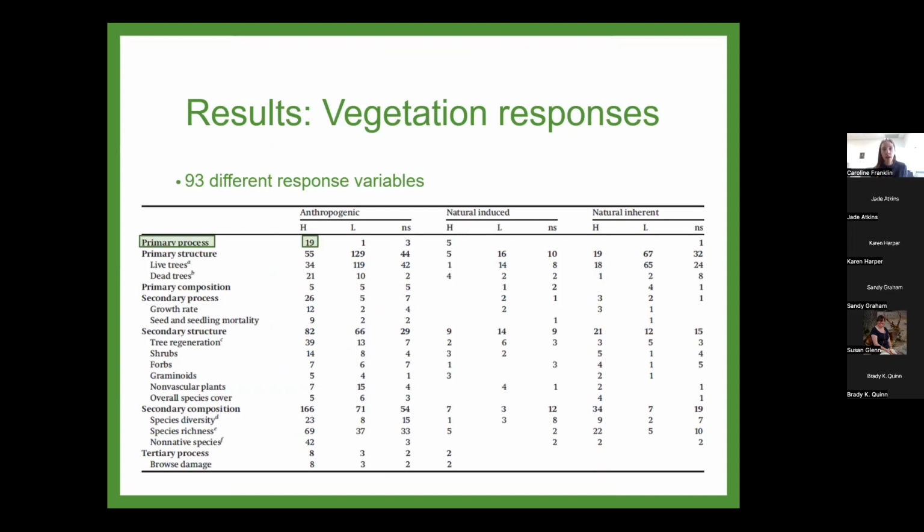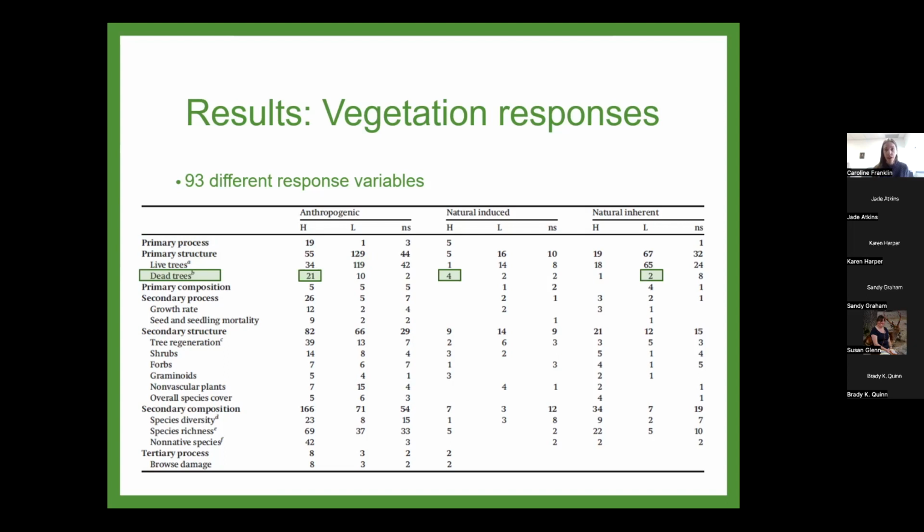We see that typically primary processes were higher at the forest edge compared to the forest interior, whereas primary structure variables, for example the number of live trees or density of live trees, were lower at the forest edge compared to the forest interior.